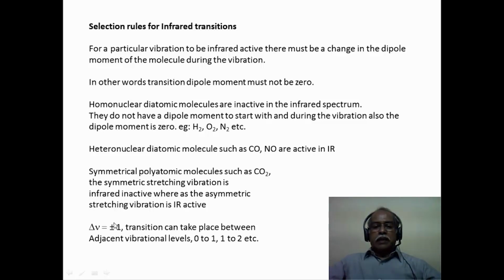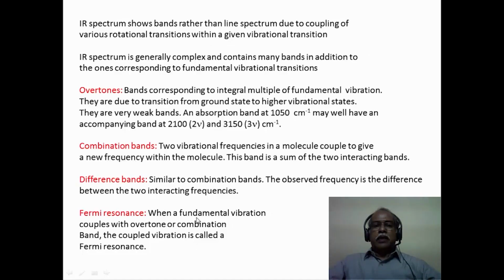The transitions can occur between adjacent vibrational levels. In other words, it can go from 0 to 1, 1 to 2 and so on, and going from 0 to 2 and 0 to 3 is normally not allowed in the case of infrared spectroscopy. So the infrared spectrum should have only fine lines, or fewer bands or fewer lines should be seen, but this is not the case.